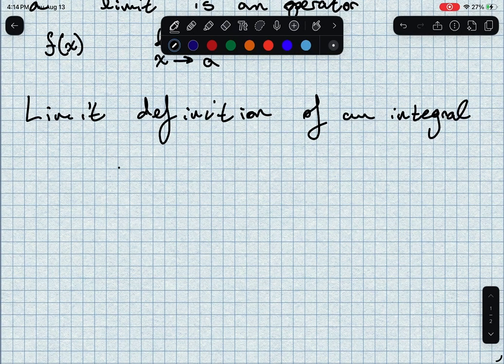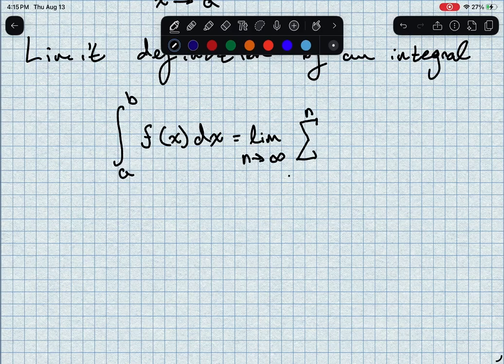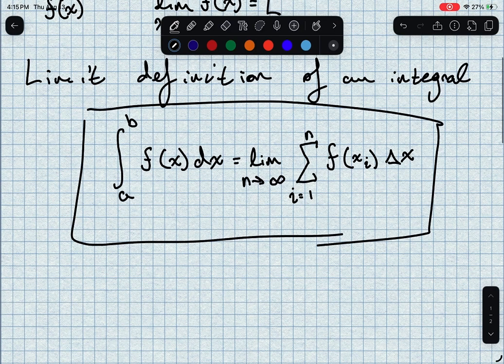So an integral, just symbolized by this little long s, from some interval a to b of f of x dx is equal to the limit as n approaches infinity of a summation from i equals 1 to n of f of x sub i delta x. So this is the limit definition of an integral.